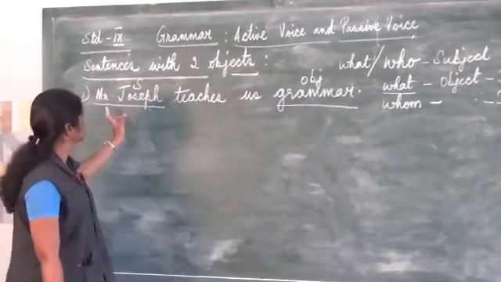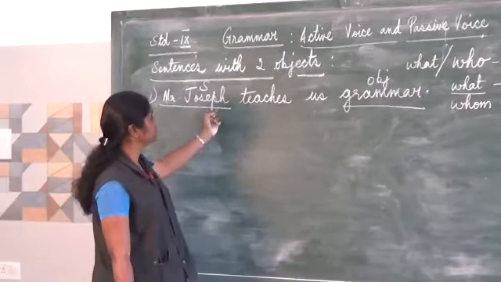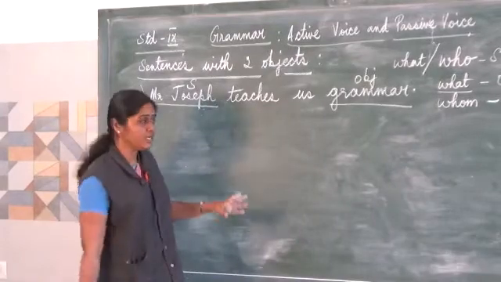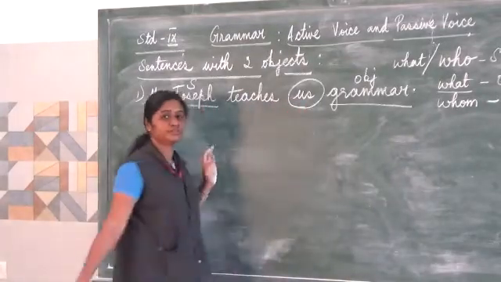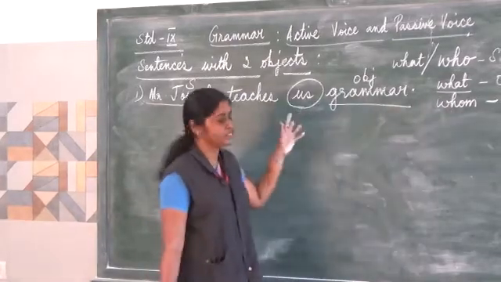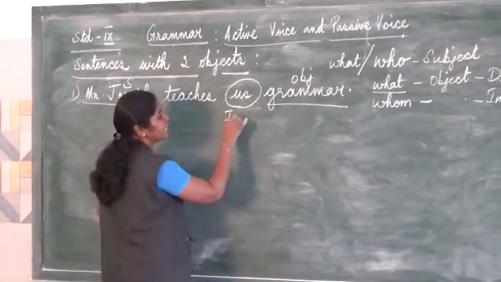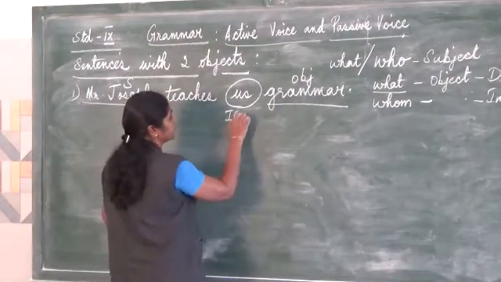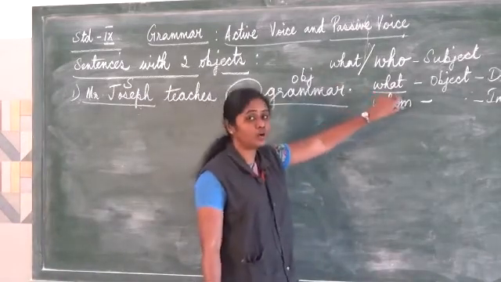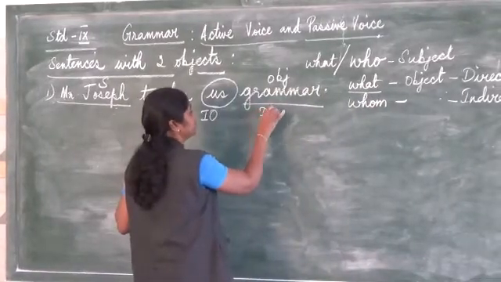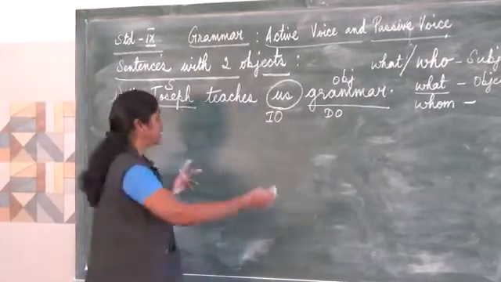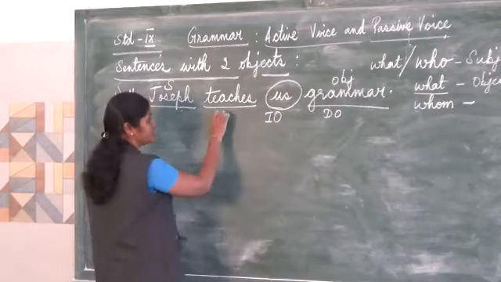See, in the sentence, whom does Mr. Joseph teach grammar? To whom is Mr. Joseph teaching grammar? The answer will be us. So this us becomes the answer for the question whom in this sentence. So this us is indirect object. Is it clear? Now this, which came as an answer for the question what, is direct object. So in this sentence you have one subject but two objects, and obviously this is the action word. This is the verb here.